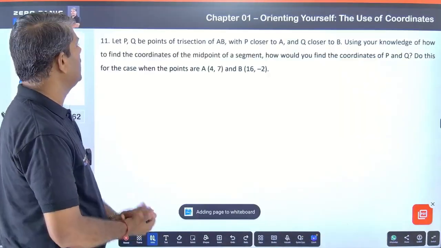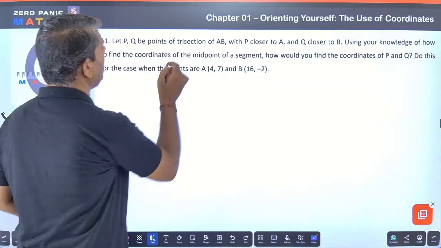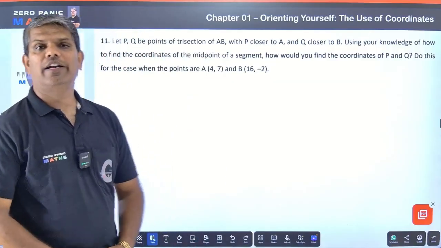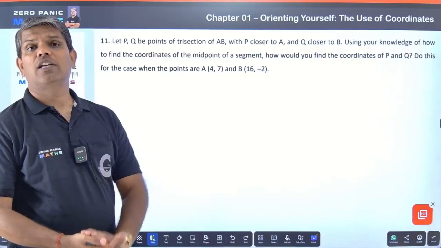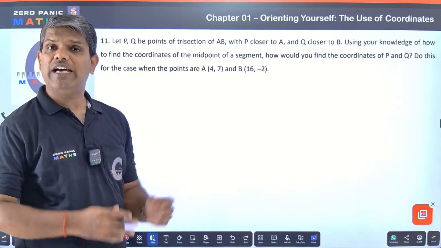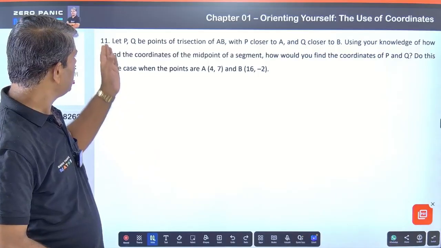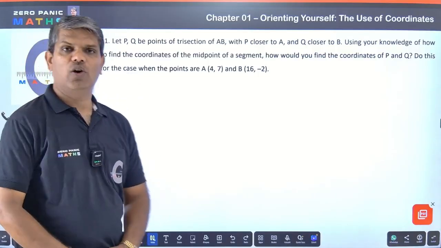Now we have the midpoint formula, and we need a trisection formula here. It's already a lot of time we have spent, so let us stop our discussion here only. There are totally 16 problems given as end of chapter exercises. We will see the remaining problems from 11 to 16 in the next session.